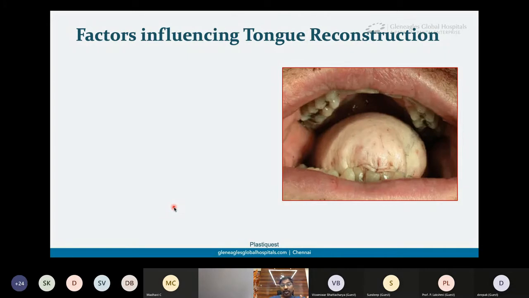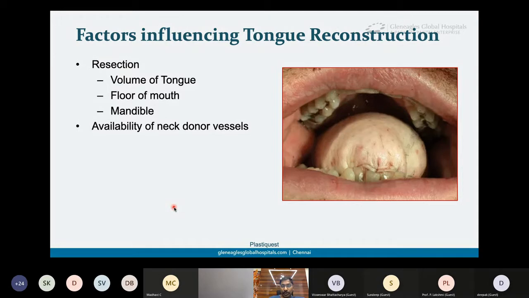So what are the factors that can influence the tongue reconstruction? First thing, the volume of tongue resection. That is the most important single factor which determines a reconstruction. Then whether the floor of the mouth is involved. So we have to design our flap such that it has more volume if the floor is involved. Then if the mandible is involved, then that takes a priority. Then we have to replace the bone also.